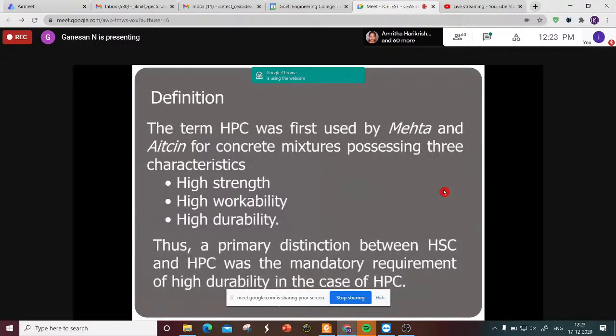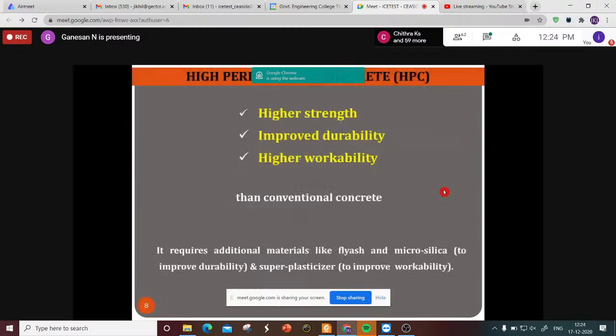The term HPC was first used by Mehta and Aitcin. Aitcin has done a lot of work in this area, and they say that HPC possesses three important characteristics: high strength, high workability, and high durability. So the three items have to be properly taken into account. Thus, the primary distinction between high-strength concrete and HPC was the mandatory requirement of high durability in the case of HPC. As I mentioned earlier, it offers higher strength, improved durability and workability than conventional concrete.